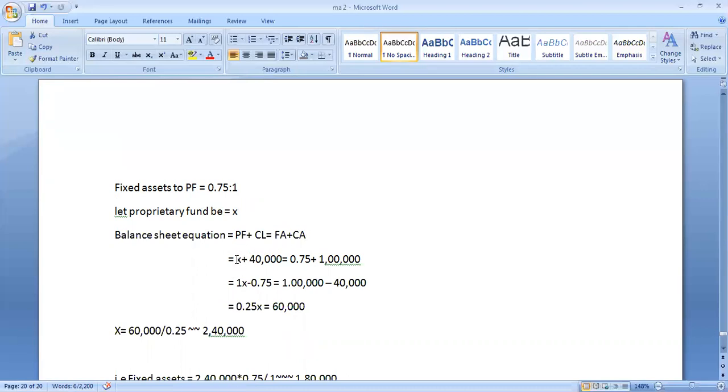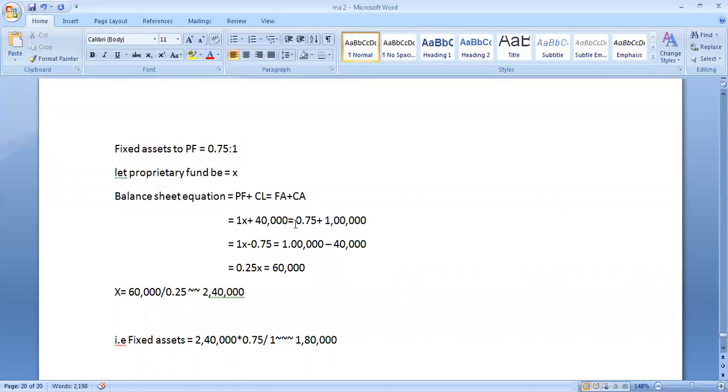So 1X plus 40,000 is equal to 0.75X plus 1 lakh. Take this into consideration: 1X minus 0.75X equals 1 lakh minus 40,000, which gives you 0.25X equals 60,000. So 60,000 divided by 0.25 gives you 2,40,000. What is this 2,40,000 called? It is the proprietors fund that you have computed, which takes the ratio 1.